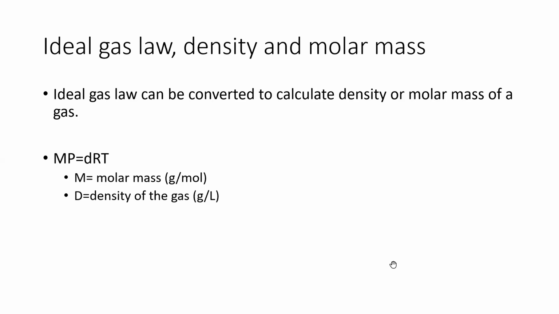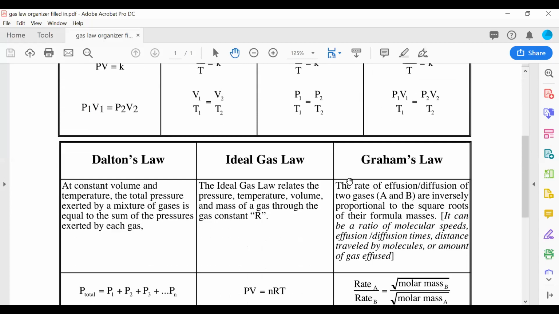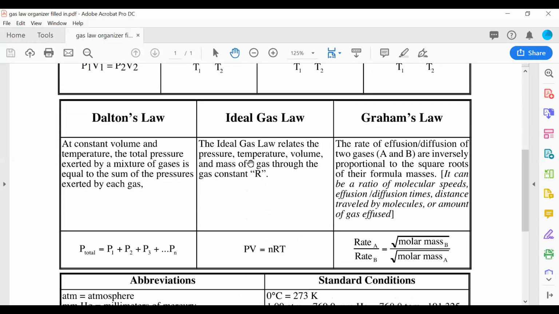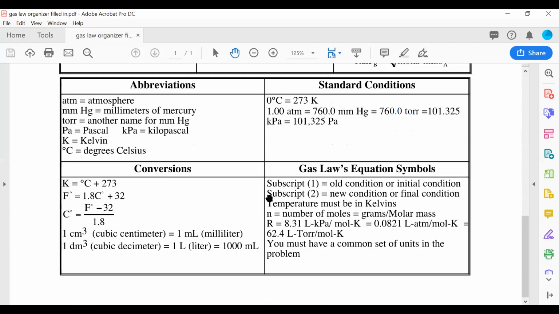Just so you know, I have put this whole thing also here on our gas law organizer found on Schoology. The ideal gas law relates pressure, temperature, volume, and moles of a gas through the R constant. So PV equals nRT. And if you ever forget what R equals, it's right down here in gas law equation symbols. R equals 8.31 liter kilopascals, 0.0821 liter atmospheres, or 62.4 liter torr. Remember, you have to have a common set of units in the problem. So let's look at some practice.